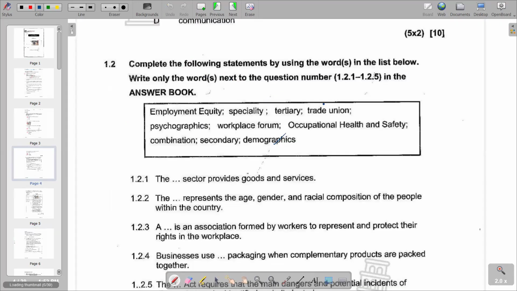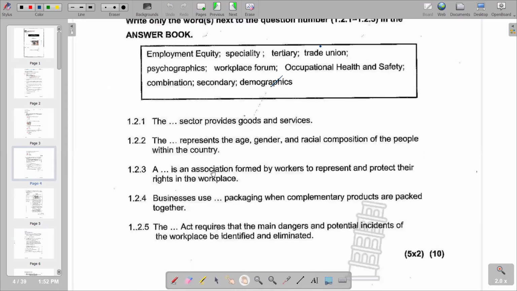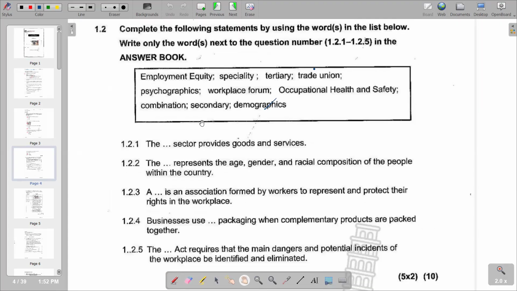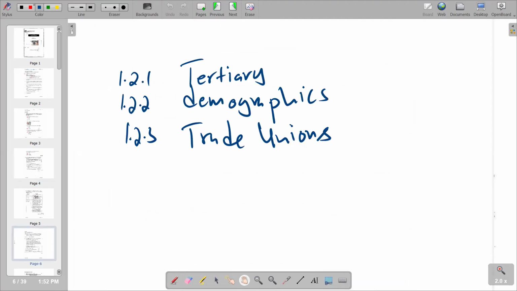Moving on to the next question, it is saying, the business uses dash packaging when complementary products are packed together. So we have also different responses that we are going to pick from as the most appropriate. So if you look there, I would say that the one that is correct is combination. The business uses combination packaging when complementary products are packed together. So combination packaging is the correct response.